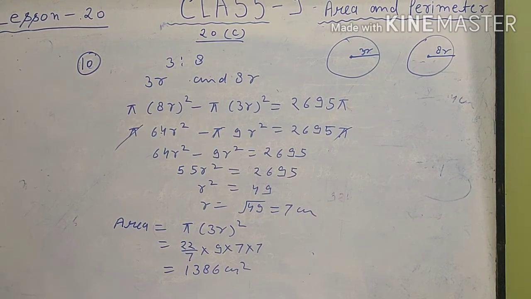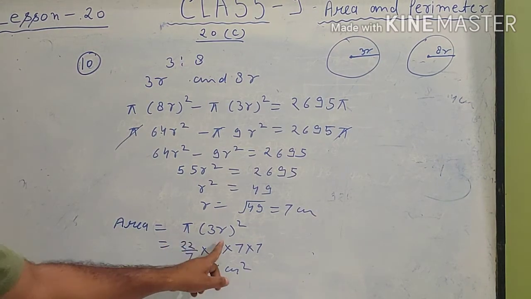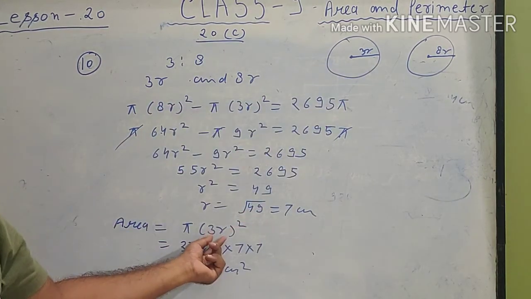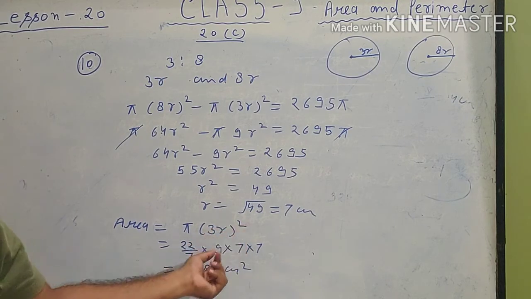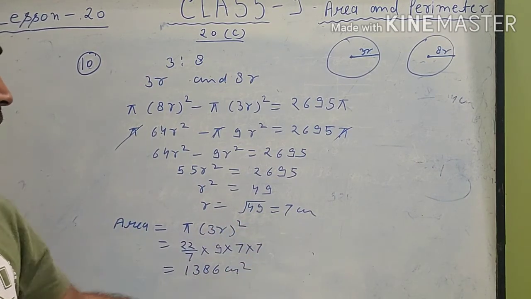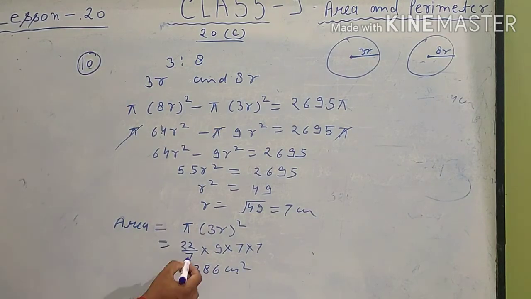Now you have to find the area of the smaller circle. The formula of area is pi r square. The radius of the smaller circle is 3r, so pi (3r) square. 3 square means 9, and the value of r we found is 7. So 7 into 7, 7 and 7 cancel. Now multiply all the numbers, and we get 1386 centimeter square.